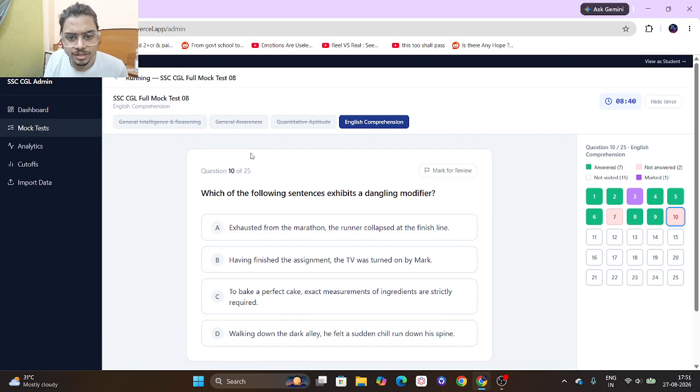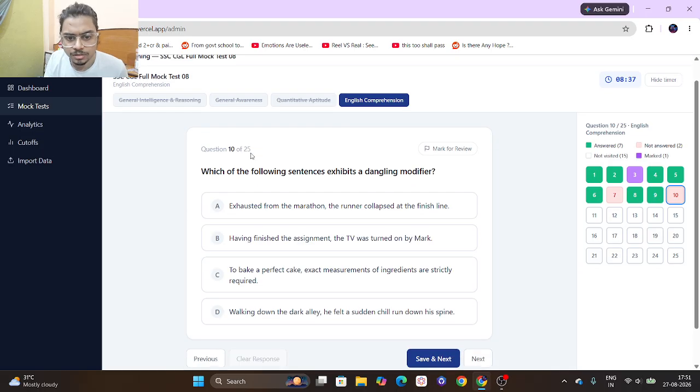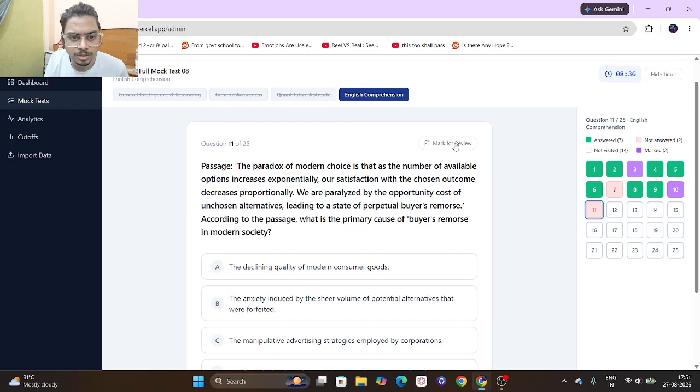Which of the following sentences exhibits a dangling modifier? Dangling modifier will take a lot of time to check.